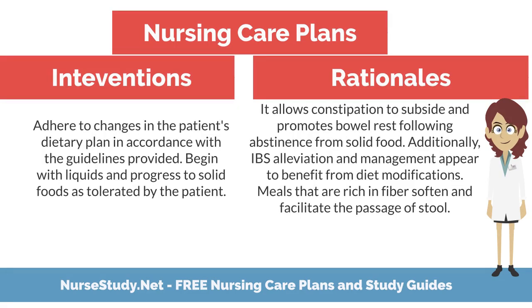Intervention. Adhere to changes in the patient's dietary plan in accordance with the guidelines provided. Begin with liquids and progress to solid foods as tolerated by the patient. Rationale: it allows constipation to subside and promotes bowel rest following abstinence of solid food. Additionally, IBS elimination and management appear to benefit from diet modifications. Meals that are rich in fiber often soften and facilitate the passage of stool.